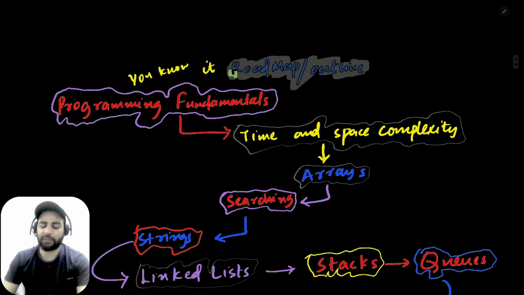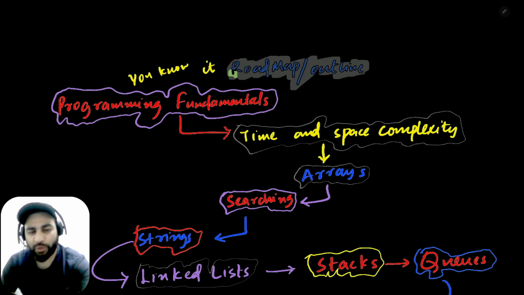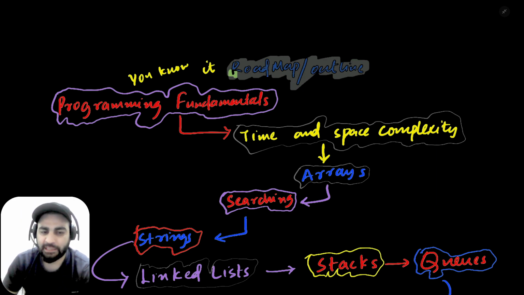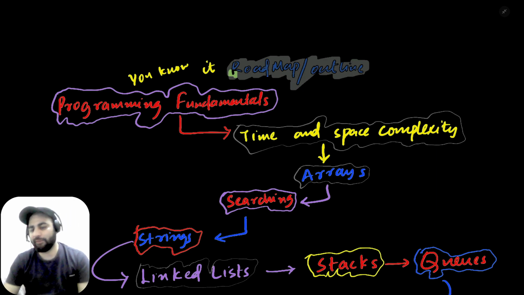The second thing we'll be going to is, now that you know how to talk to a computer and the computer is able to understand you, time and space complexity. What it means is that now you wrote an algorithm, you want to evaluate its performance, to see how good this algorithm is. There are different ways to solve a problem.